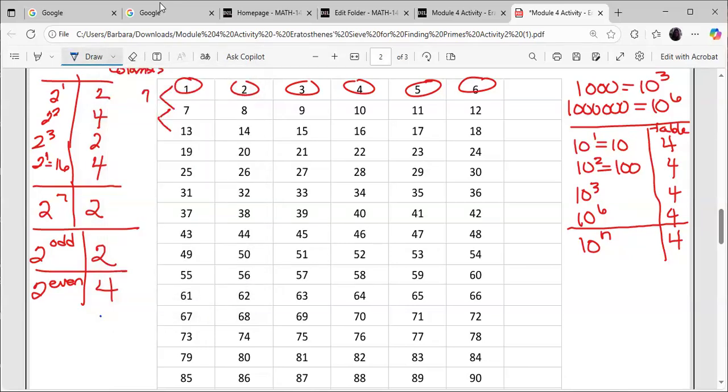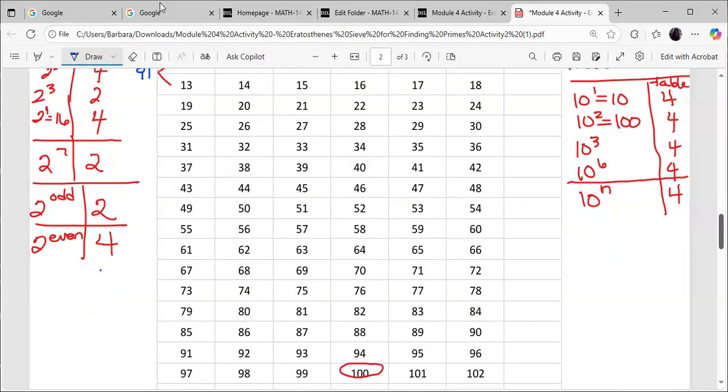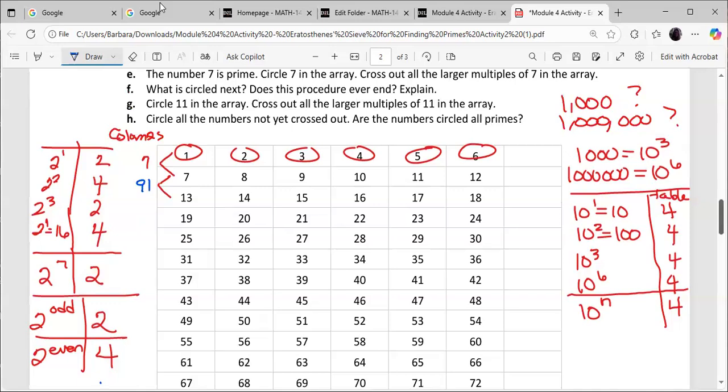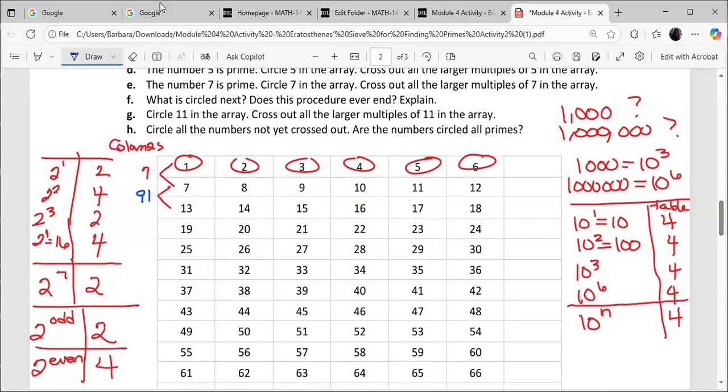91. Okay, so is 91 in the column? Yes, it is. Now, 13 times 19 is going to be off the chart. But you can do this for any two numbers, and you should get a number that's in the same column.